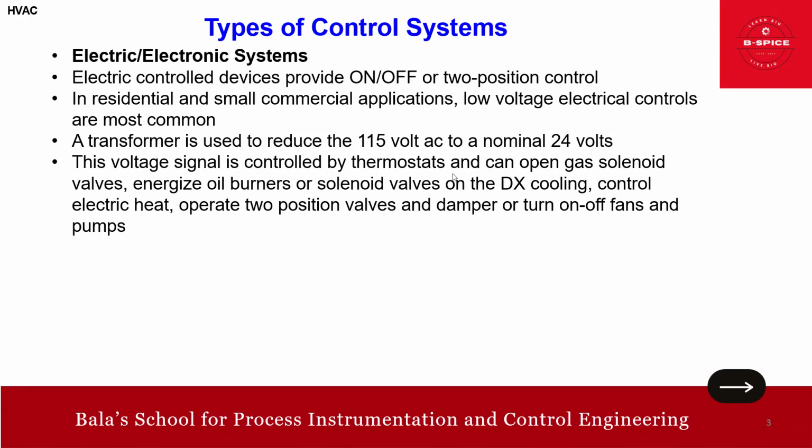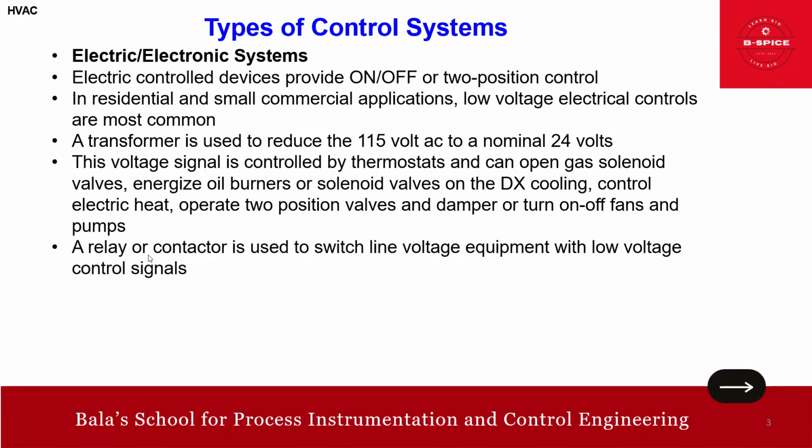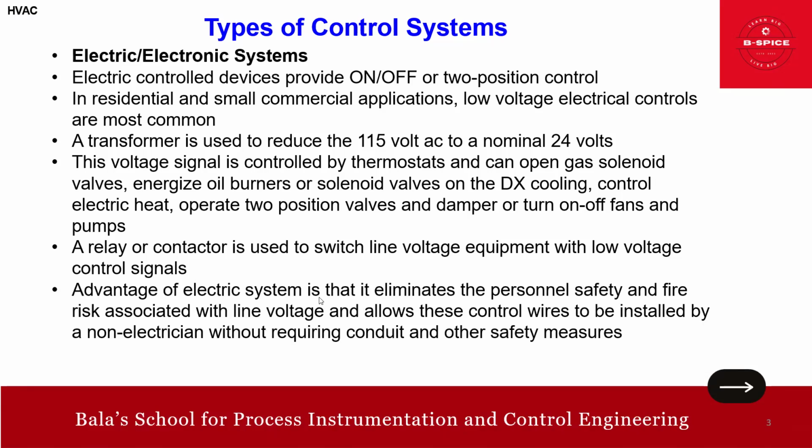So the voltage signal is controlled by thermostats and can open solenoid valves, energize oil burners, or solenoid valves on the DX cooling, control electric heat, operate two position valves and dampers, or turn on and off fans and pumps. This is electric. We are talking about electric. A relay or contactor is used to switch line voltage equipment with a low voltage control signal. The advantage of the electric system is that it eliminates the personal safety and fire risk associated with line voltage and allows these control wires to be installed by a non-electrician without requiring any contact or other safety measures. So this is about the electric.